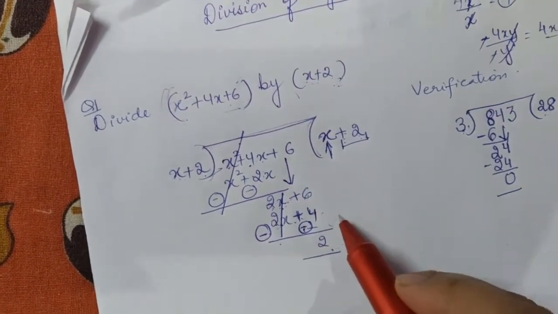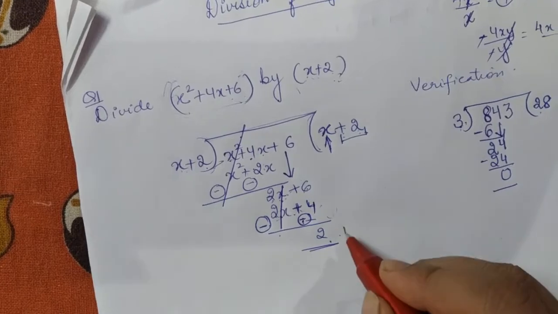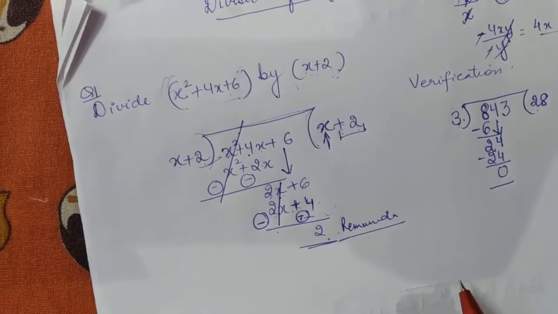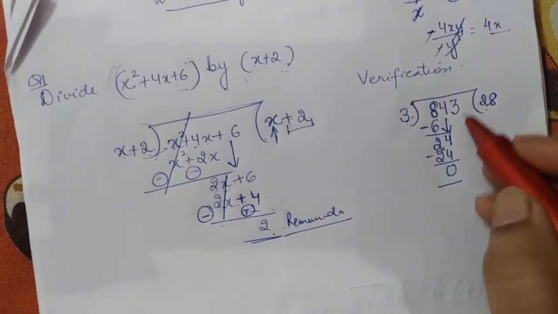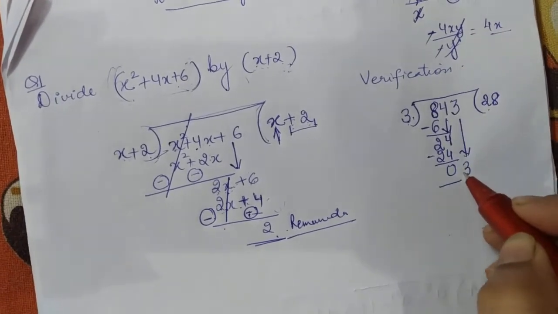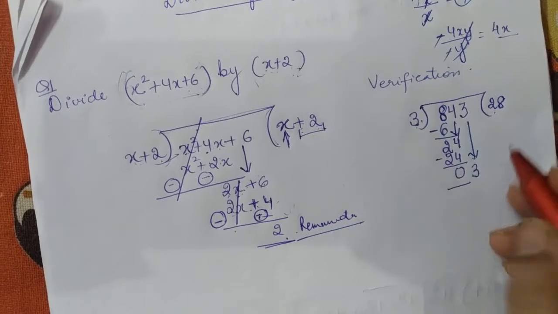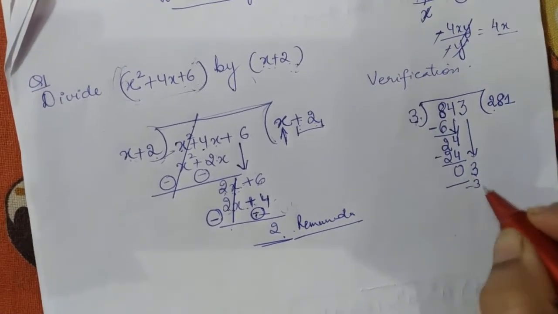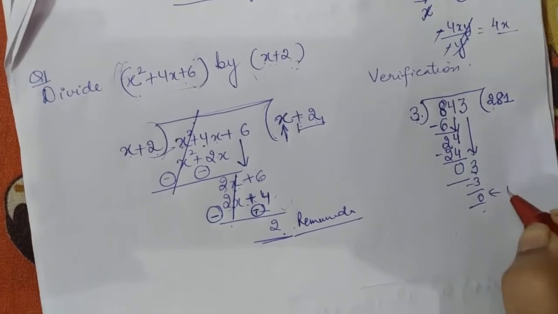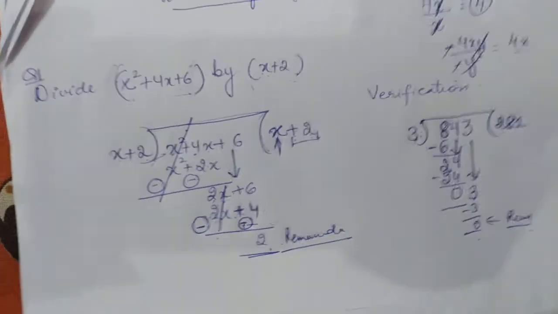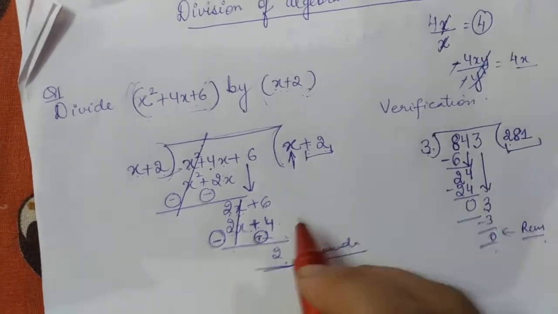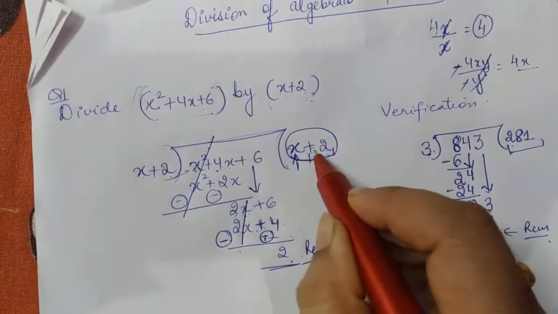Further, I don't have terms to call down. So that means this is my remainder. Here I had another number to call down, so I'll call 3 here. Then in the table of 3, is 3 coming? Yes, at the place of 1. And this way we also here reach one conclusion that 0 is the remainder. So here your quotient was 281 and here your quotient is x plus 2.